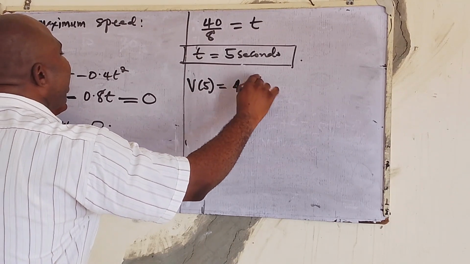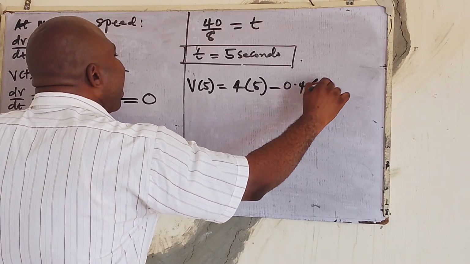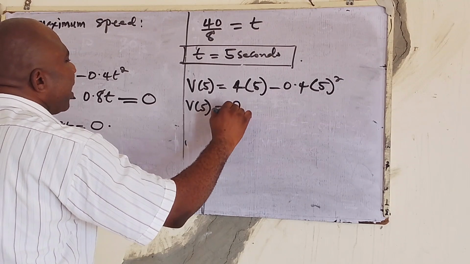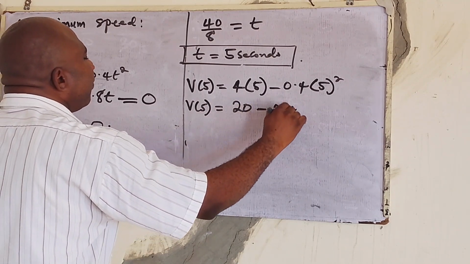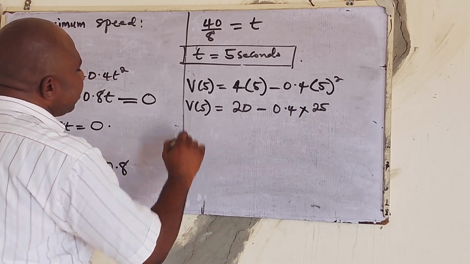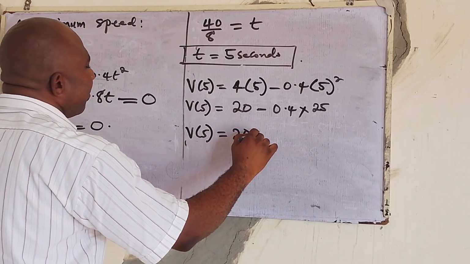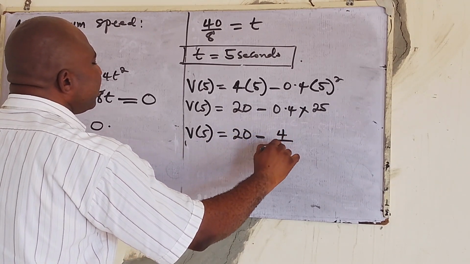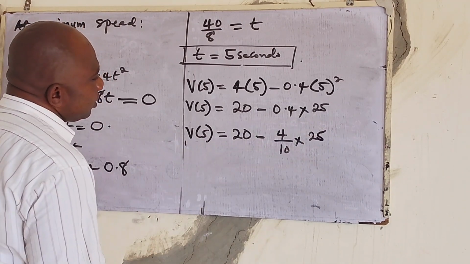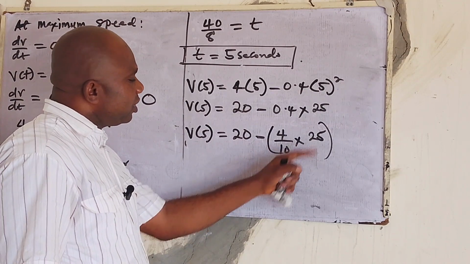So that will be 4 in brackets. The value of t is 5, so we have 4 times 5 minus 0.4 times 5 squared. So our v of 5 will be equal to 20 minus 0.4 times 25. This is the same as v of 5 equal to 20 minus 4 all over 10 times 25, because 0.4 is the same thing as 4 all over 10.